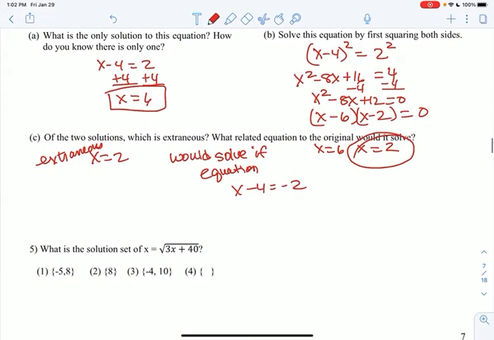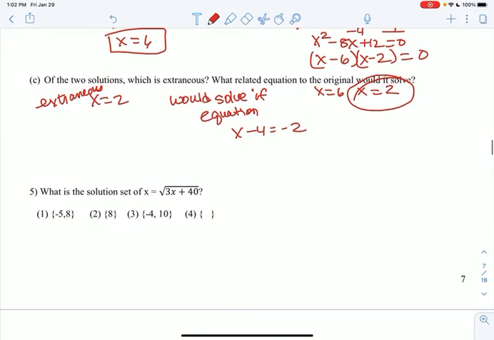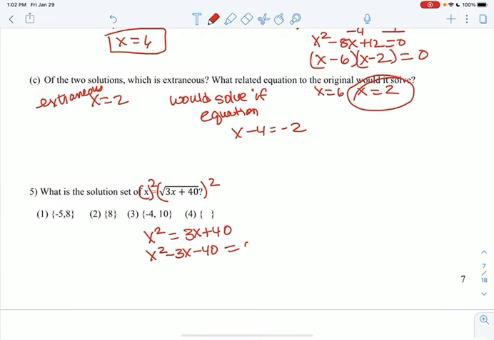Okay? And so we got one last problem here. What is the solution set of this equation? So again, how do I do that? I have to get rid of the square root, and I square that. On the left, I have x squared. And on the right, the squaring of the square root just makes that square root disappear. Everything needs to come to one side. So I bring the 3x to the left. I bring the 40 to the left.